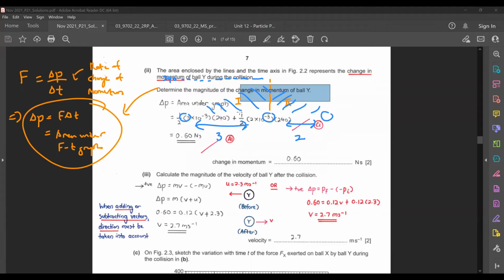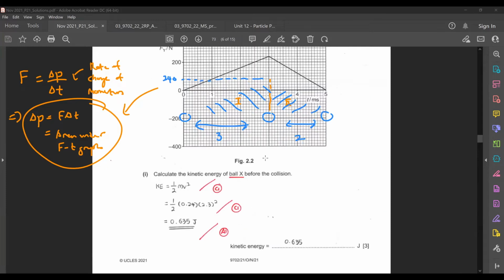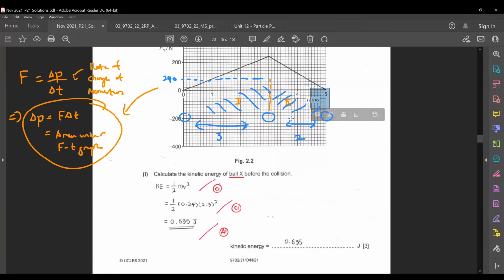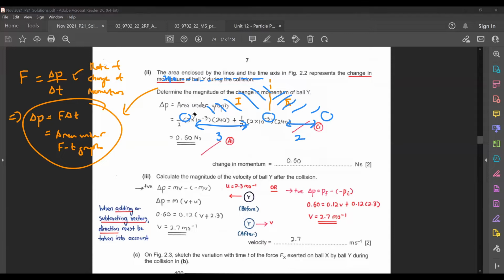Okay, so hence just sub everything in, find out the areas of the 2 triangles. Remember to change your time from milliseconds to seconds. That's why there's a 10 power minus 3 here. Eventually, you're going to get the answer as 0.60 Newton seconds. Okay. So let me just clear off the things that you're seeing right over here. Okay, so you're going to get the answer as 0.60 Newton seconds.